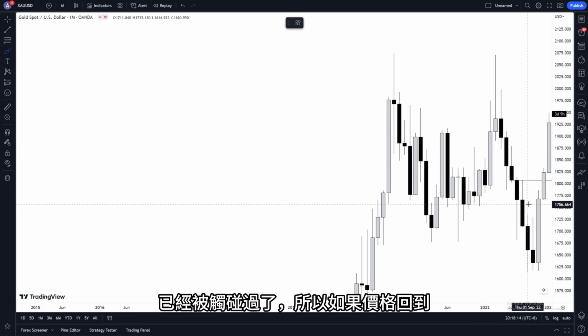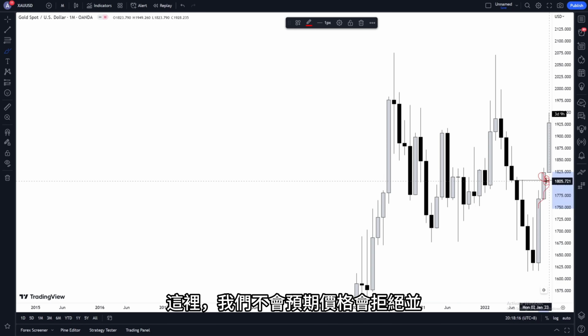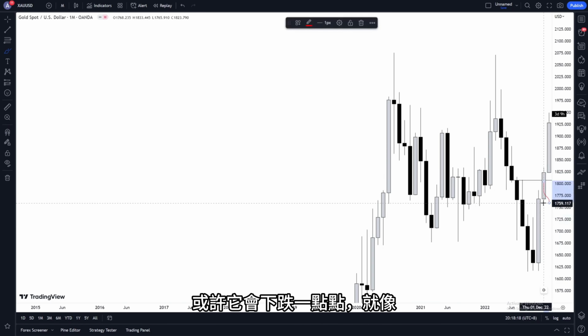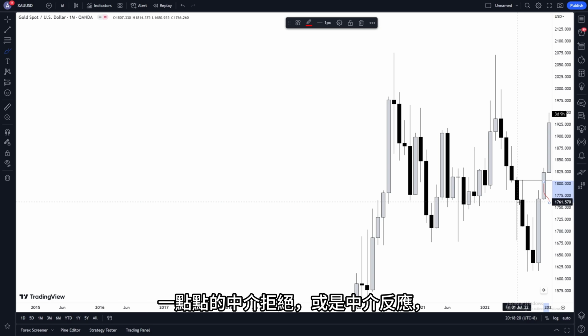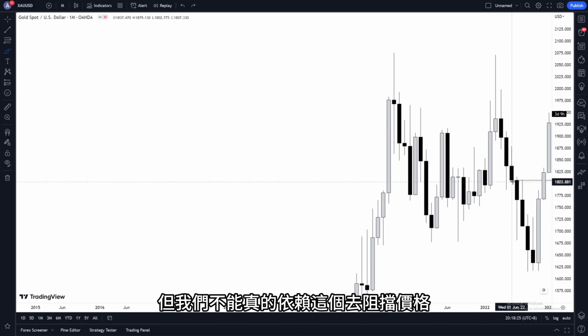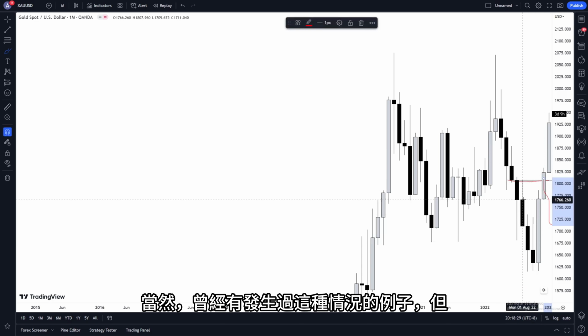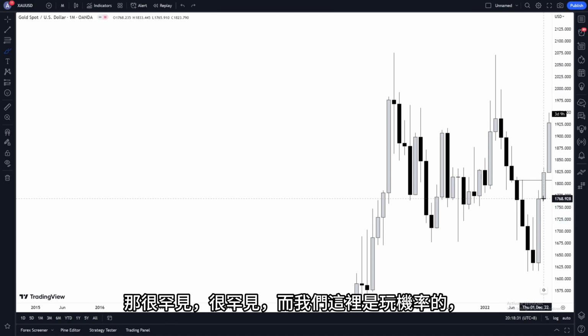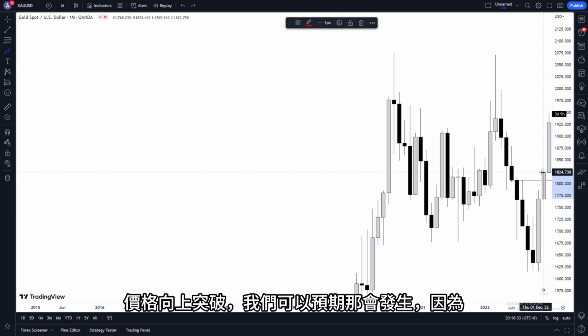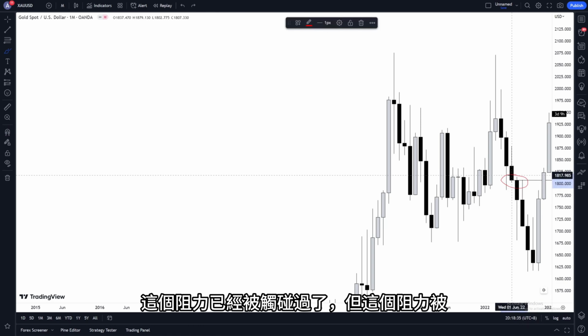So if price were to come back here, we're not going to expect price to reject and sell off. Maybe it sells off for a little bit, just as a little bit of an intermediary reaction. But we can't really rely on this to hold price for a sell. Sure, there have been instances where that has happened, but it's rare, and we play with probabilities here, right? Price breaks up. We can expect that to happen because this resistance has already been tapped.